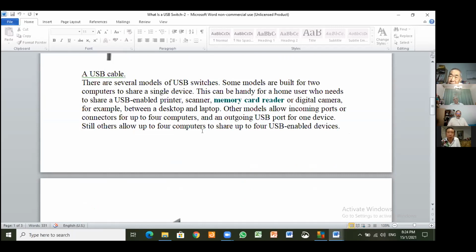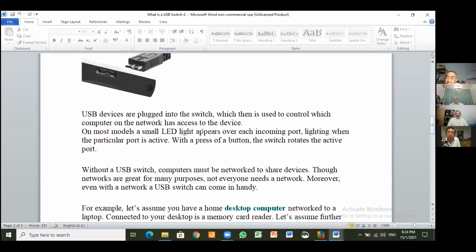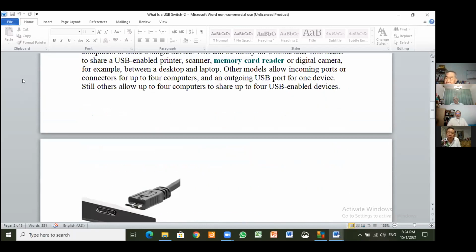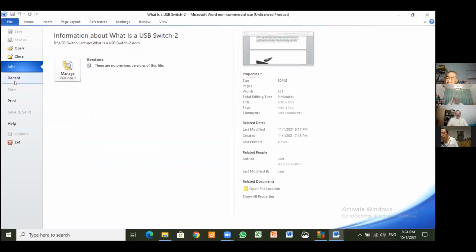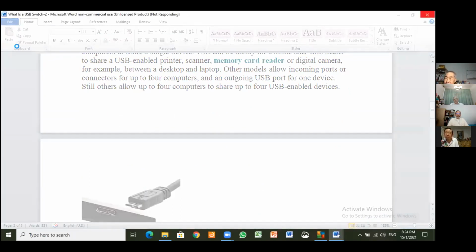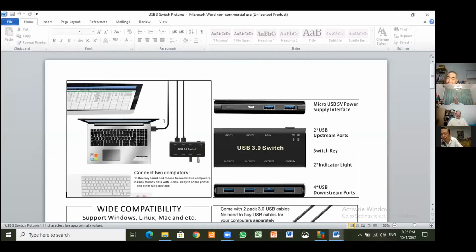So okay, what the USB switch means is that you can share... wait, maybe I've got one more file. Oh, come on. Maybe I share this one.